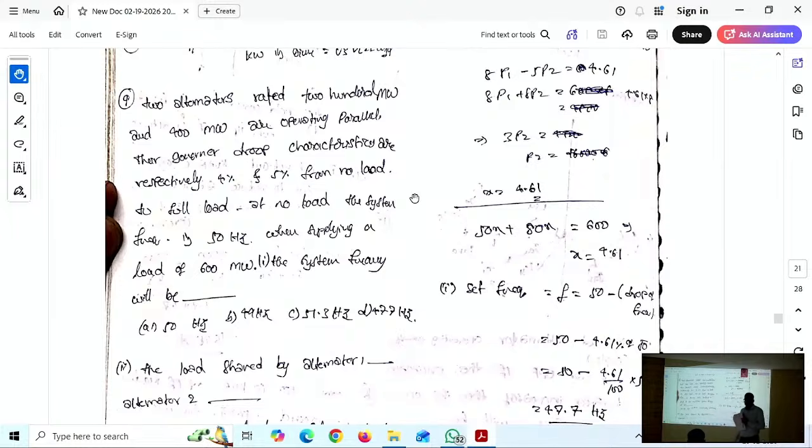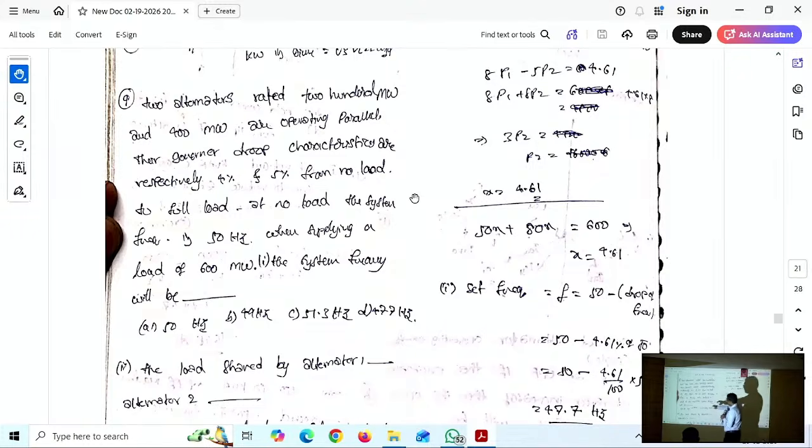Two alternators are there. One is 200 megawatt, another one is 400 megawatt. On no load, the frequency of both alternators is 50 hertz. Their drooping characteristics are given. For alternator 1 it is 4%, meaning from no load to full load the frequency change is 4% of the initial rated value. For alternator 2 it is 5% from no load to full load. Then when these two are operating in parallel, how do they share the load?